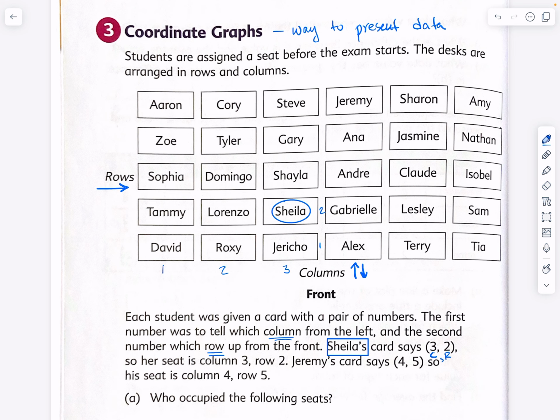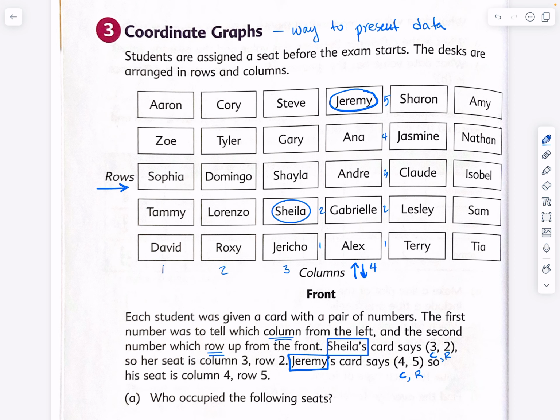Now let's look at Jeremy. Let's look at Jeremy's card. Jeremy's card says 4,5. Again, we have a column, that's the first number, and row, that's the second number. So it's the fourth column. So, okay, we have 1, 2, 3, 4, right? We are up to fourth column, and now we're going to travel up. First row, second row, third row, fourth row, and fifth row. And of course, thank God we found Jeremy. Here he is.